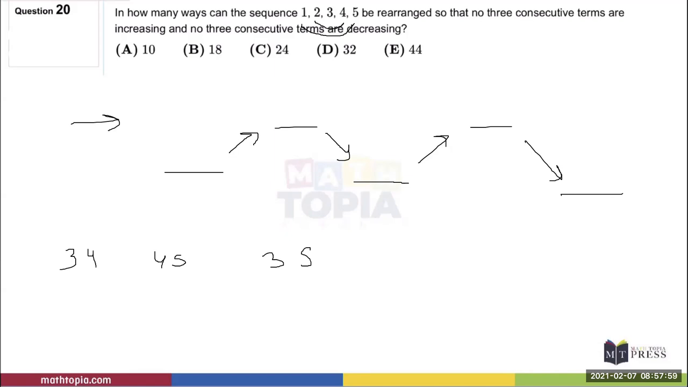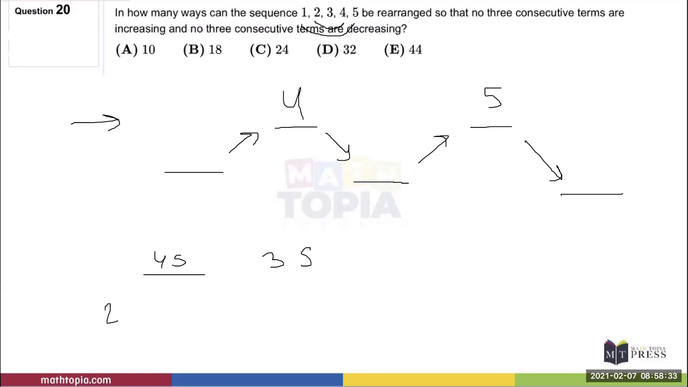3, 4 does not work because if we put in 3 and 4 in any permutation, we can put 3, 4, or 4, 3. It doesn't matter. Where's the 5 going to go? We can't put it here, here, or here, right? Because otherwise that would break the rule. So we know 3, 4 is not a possibility. So we have 4, 5 and 3, 5, right? So either way, let's just work on 4, 5 first, right? So no matter which way, we have 2 ways to permute 4 and 5. We can put it as 4, 5 or 5, 4.